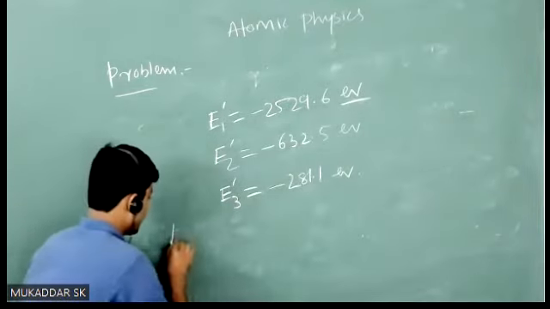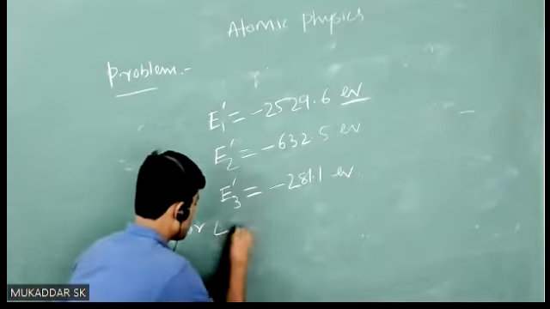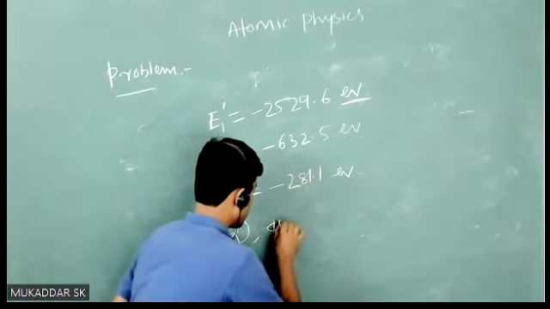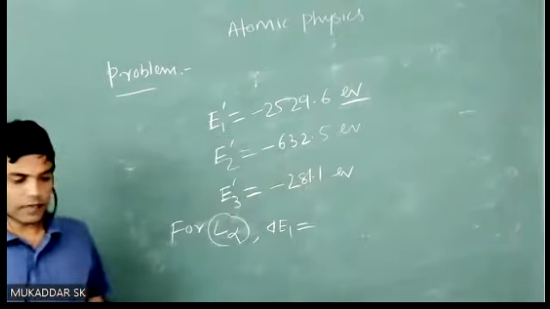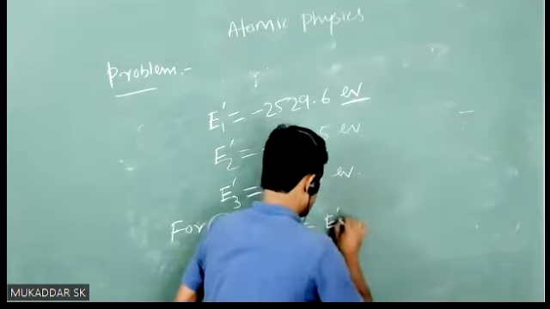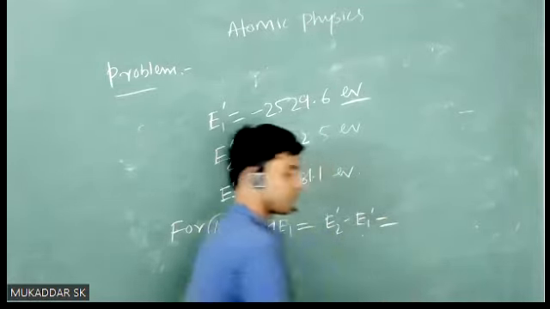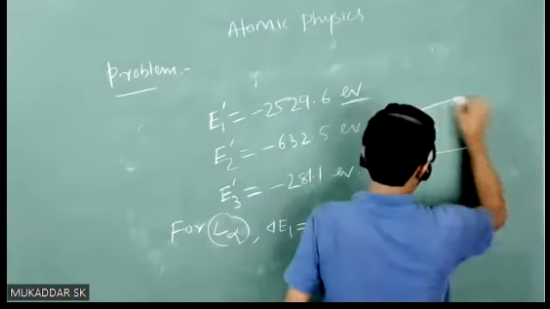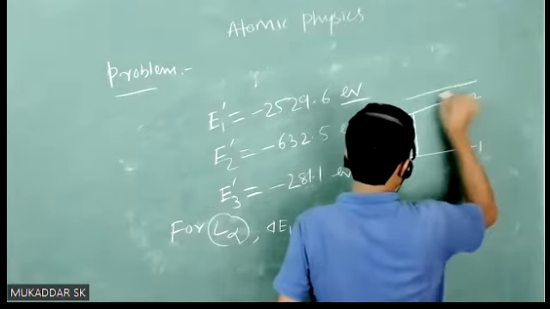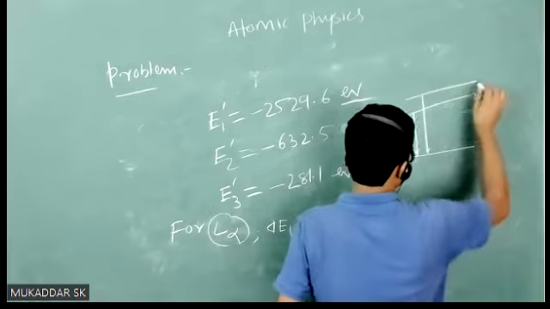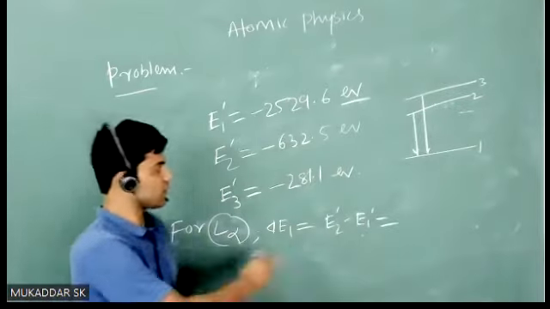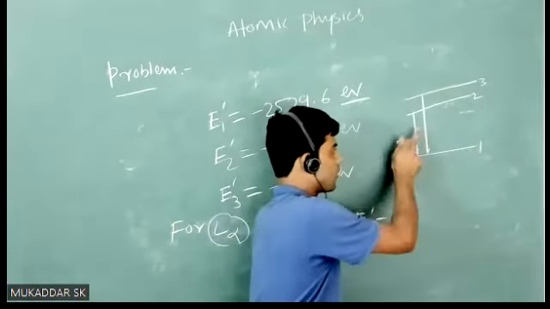Okay, now for L alpha line, what you have to do? Anyone? L alpha means first line of Lyman series. The energy delta E, or delta E1 let us say, will be how much? E2 dash minus E1 dash, right? Because L alpha means that the electron is coming from 2 to 1. If it is coming from 3 to 1, that will be L beta, the second line. For L alpha, transition is happening from 2 to 1, the first line of Lyman series.